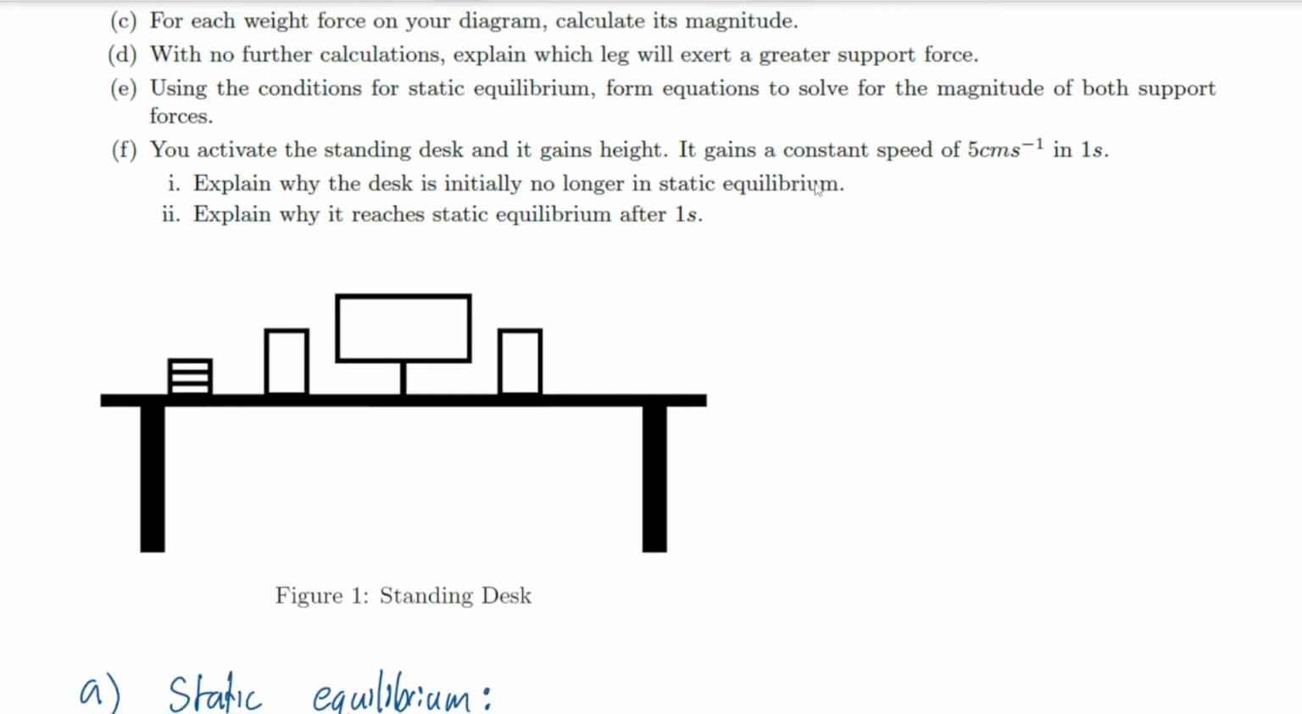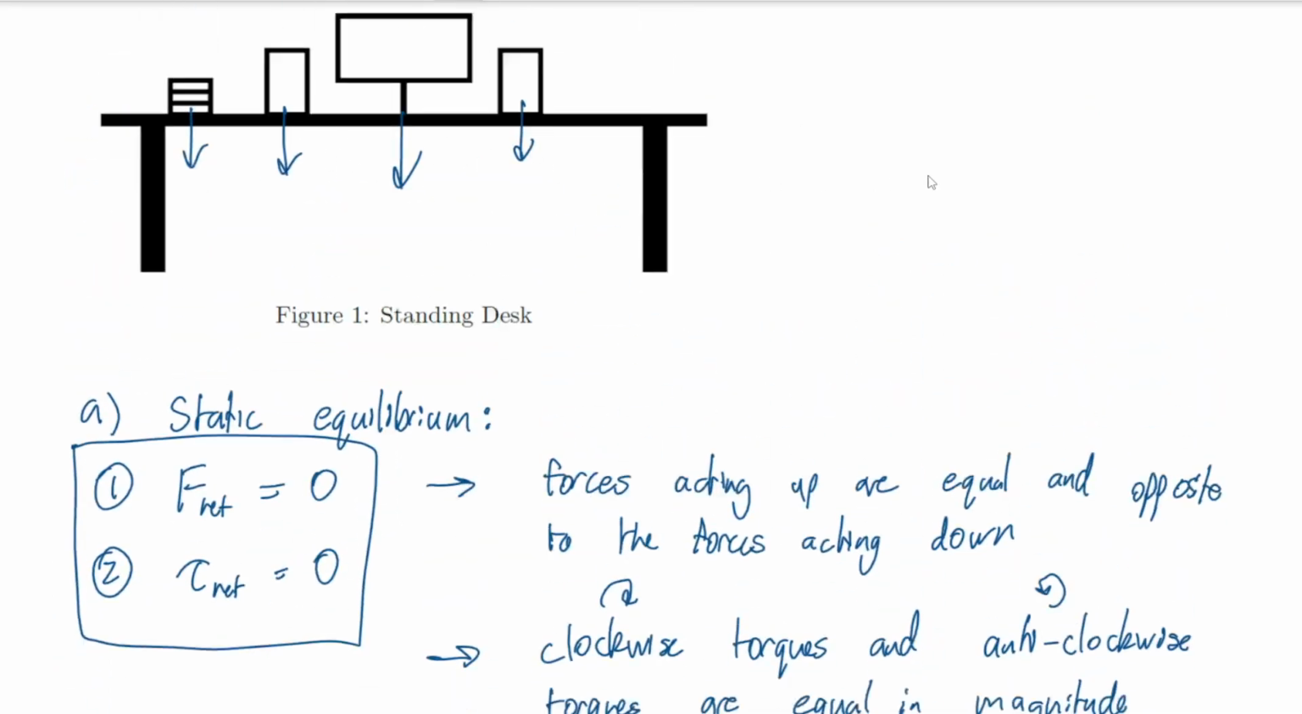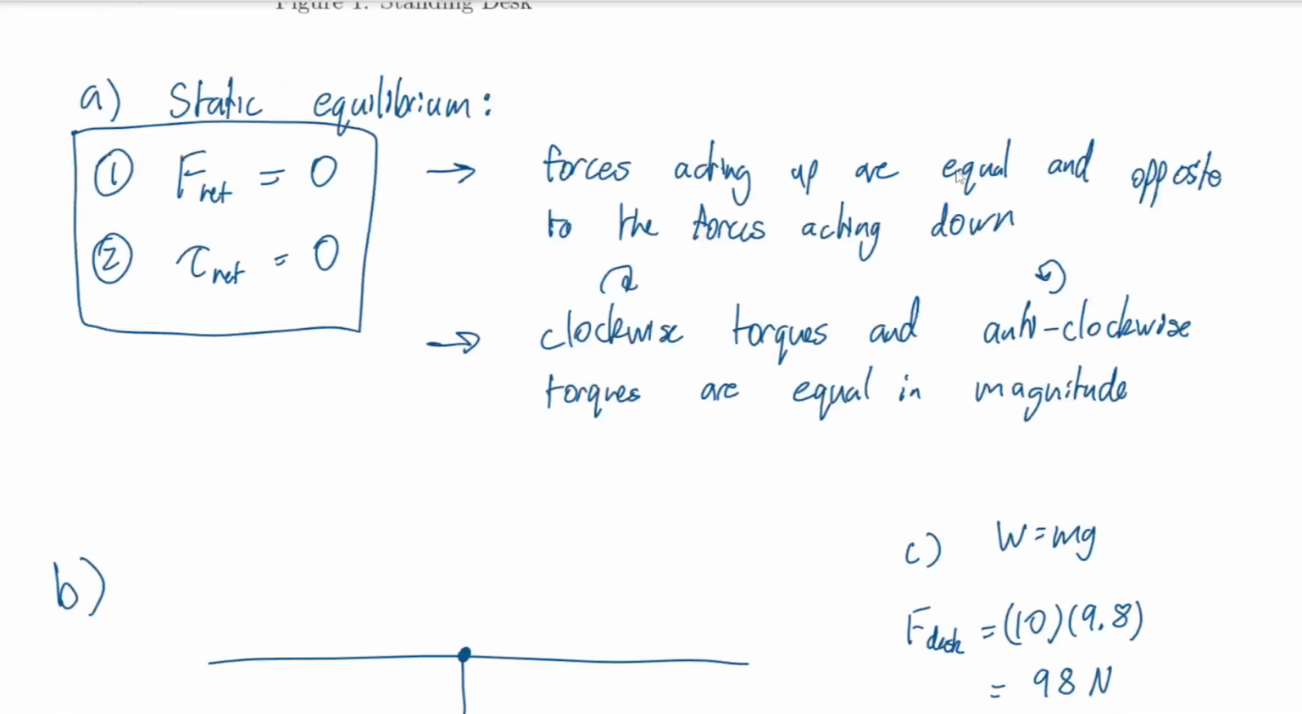What else is on our desk? Well, of course, we have our physics books, we have 2 speakers, and we have a monitor. So that's 4 more objects imparting a weight force onto the desk. So let's label those and put them in roughly the right position. We can always label the distances after.